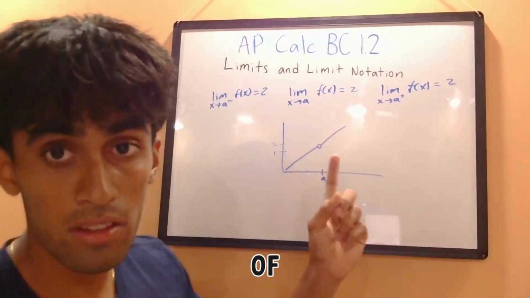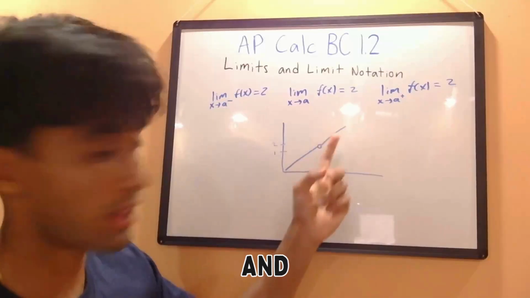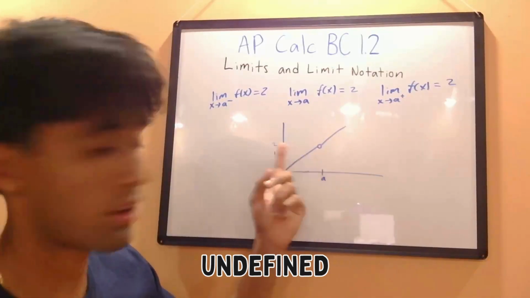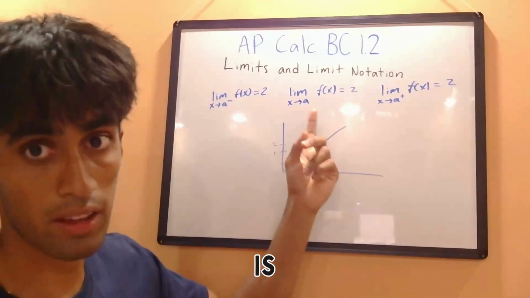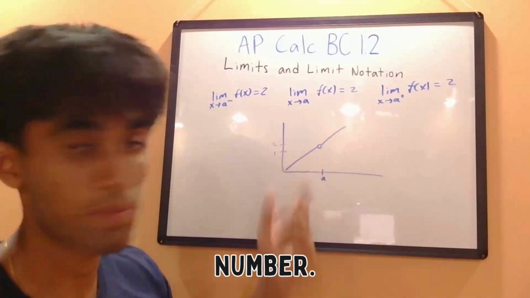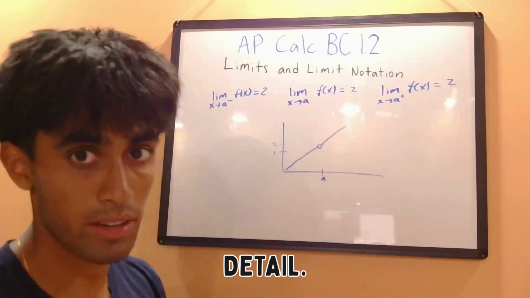And this is a key difference of why this does not equal f of a. That's because f of a right now would be undefined because there's a hole there. However, the limit as x approaches a of f of x is actually equal to 2, a number. So that's the key difference, and you have to remember that because that's a really important detail.